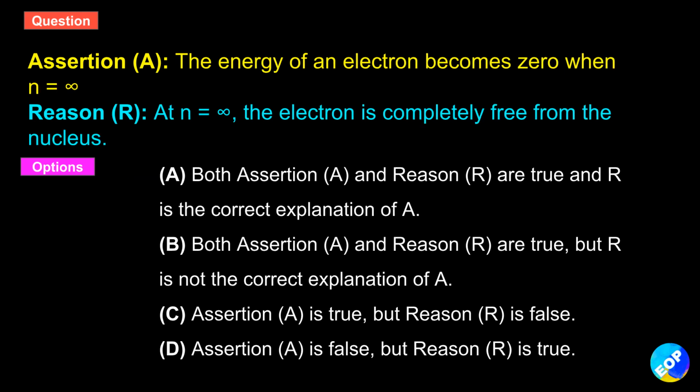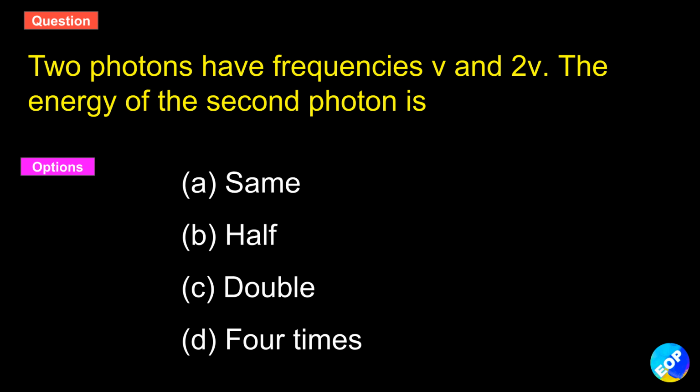Assertion A says that the energy of an electron becomes zero when n equal to infinity. Reason is that at n equal to infinity, the electron is completely free from the nucleus. Answer is A. Both A and R are true. R is the correct explanation. Final question. Two photons have frequencies nu and 2 nu. The energy of the second photon is, answer C, double.